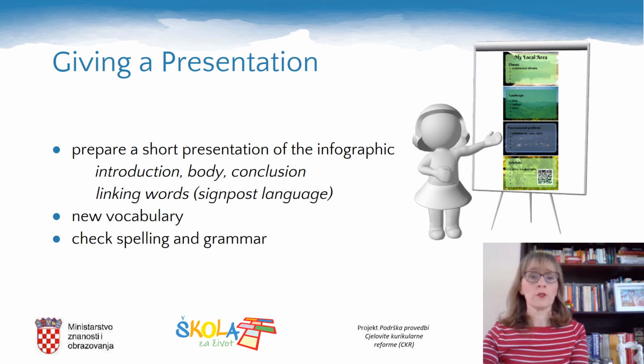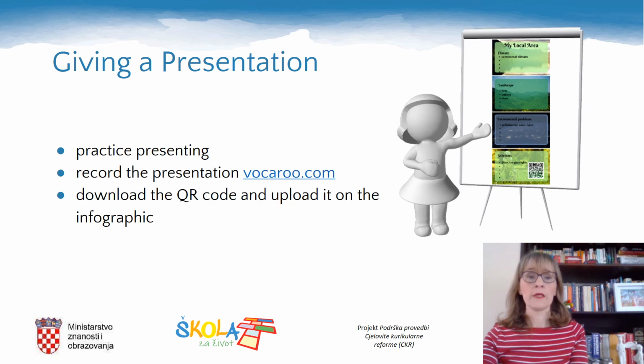So now it's your turn. Write the narration for your presentation. Make sure that it has an introduction, a body, and a conclusion. Also, don't forget the adjectives and signposts. Check the spelling and grammar. Practice saying it aloud and then record yourself. You can use Autori. Once you have done that, download your recording as a QR code and add it to your infographic.